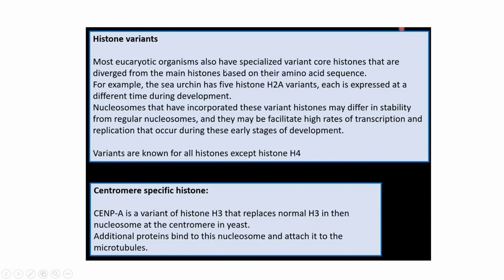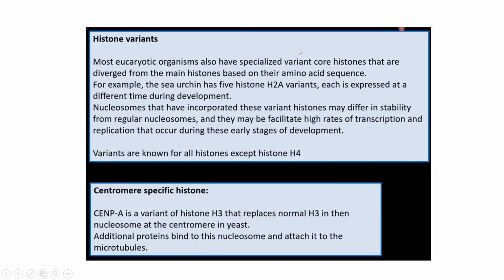Most eukaryotic organisms have specialized variant histones that have diverged from the main histones in amino acid sequence. For example, in the sea urchin, there are five histone H2A variants. These variants have different amino acid residues on the N terminal tail, and depending on that, a variant is considered. For H2A, the core structure is generally similar, but the N terminal residues onto which the post-translational modifications are done have different sequences.